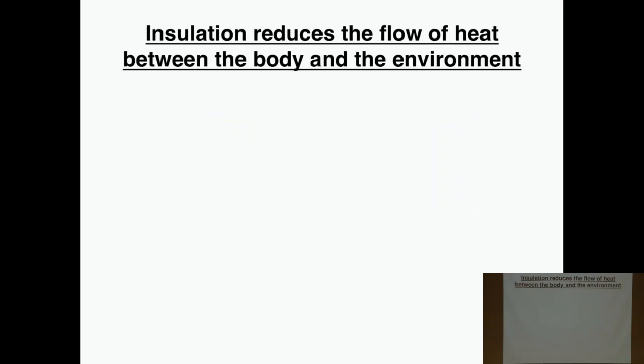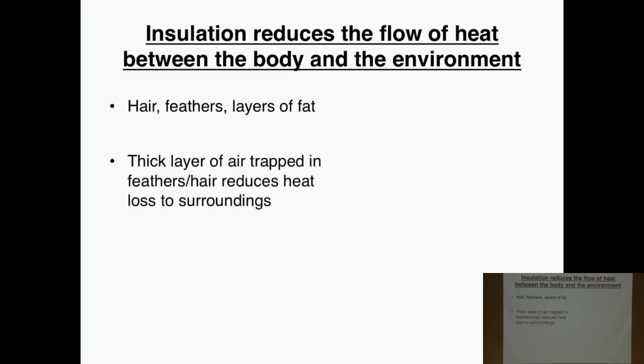The first somebody mentioned is insulation, which is going to reduce the flow of heat between the body and the environment. This could include hair, feathers, and layers of fat. The reason that this works is because in terms of feathers and hair, there's going to be a thick layer of air trapped in there. That air will get heated by radiation and conduction from the animal's body surface. And so that layer of air will actually get warm, and air is not a great heat conductor. And so that'll reduce the amount of heat that the animal then loses, because they have this air that's heated up and trapped between them and the environment.